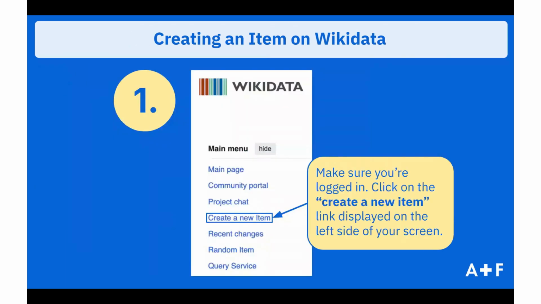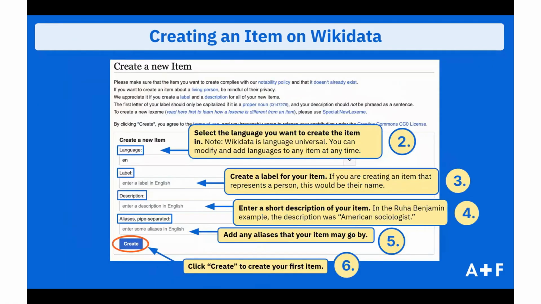Step 1 is to click on Create a New Item link on the left-hand side of the screen. To create an item, you just need to add the language you are creating the item in. EN indicates English, a label for the item. For a person, this would be their name. Then add a short description. For a person, usually a nationality and profession are a good description.